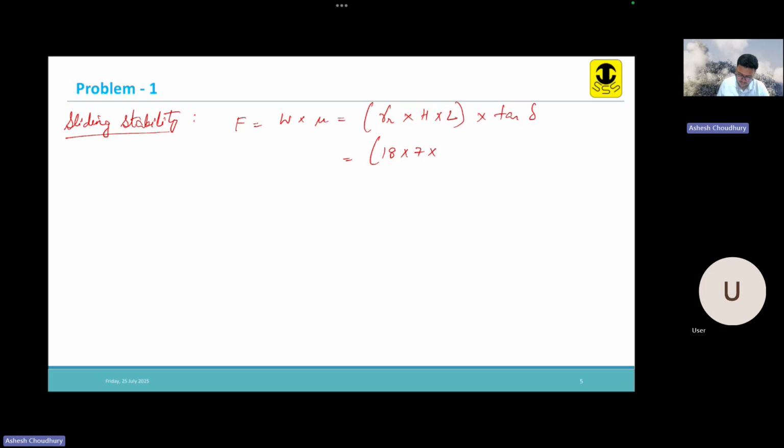And what will be my length? It is given in the question that my L by H is 0.7. So if H is 7 meters, then what is my L? 4.9 meters, right? This ratio is given, length to height ratio 0.7. So length will be 4.9.